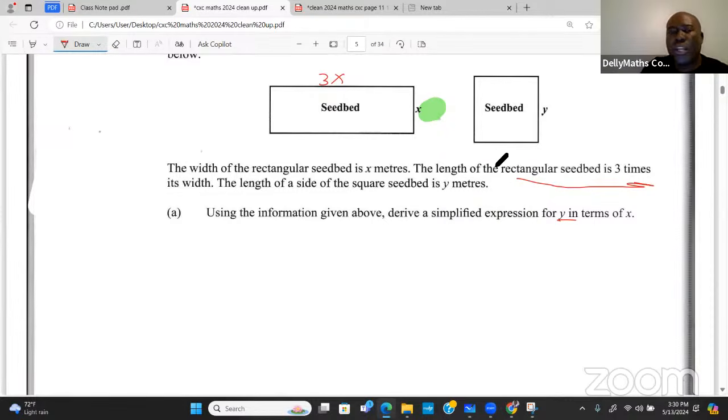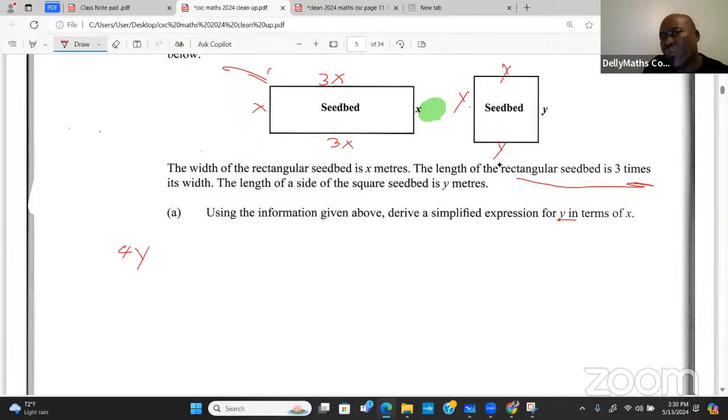All right. So the idea about this is that this is also 3x and this is x. This is y, this is y, this is y. They want us to represent y, but what we do have is that if we add up the perimeter of the 2 shapes, it's going to equal 60. So if I add up the one for the rectangle and subtract it from 60, I'm going to end up getting the one for the square.